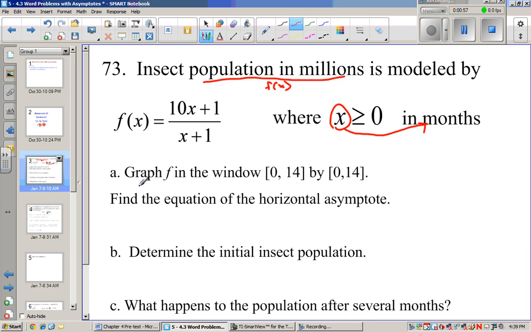All right, step 1 says graph it in the window 0, 14 by 0, 14. When they write it like this in our book, 0 is actually our x min, and 14 is our x max. This one is our y min, and this is our y max. All right, so let's get ready to put it in our calculator.